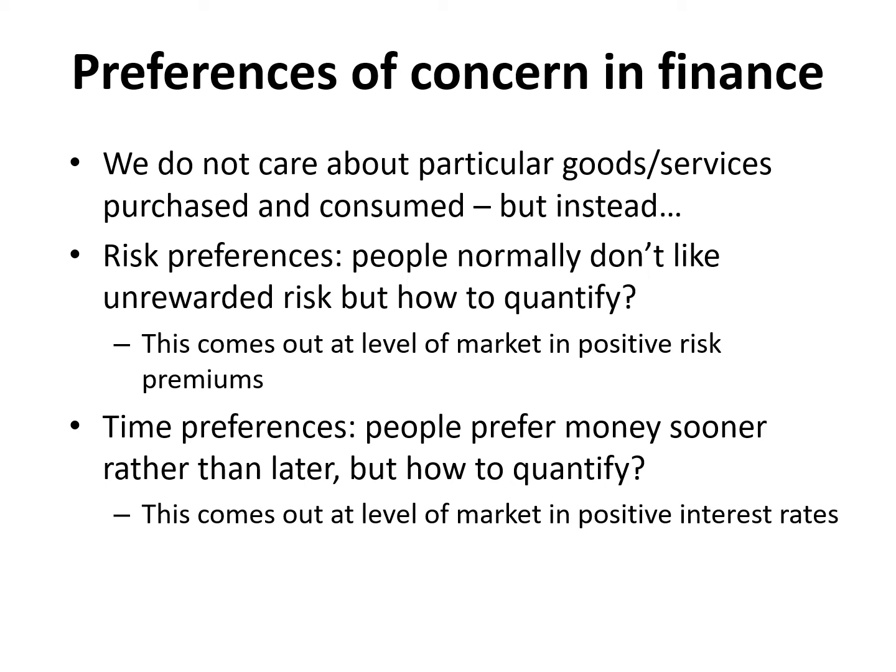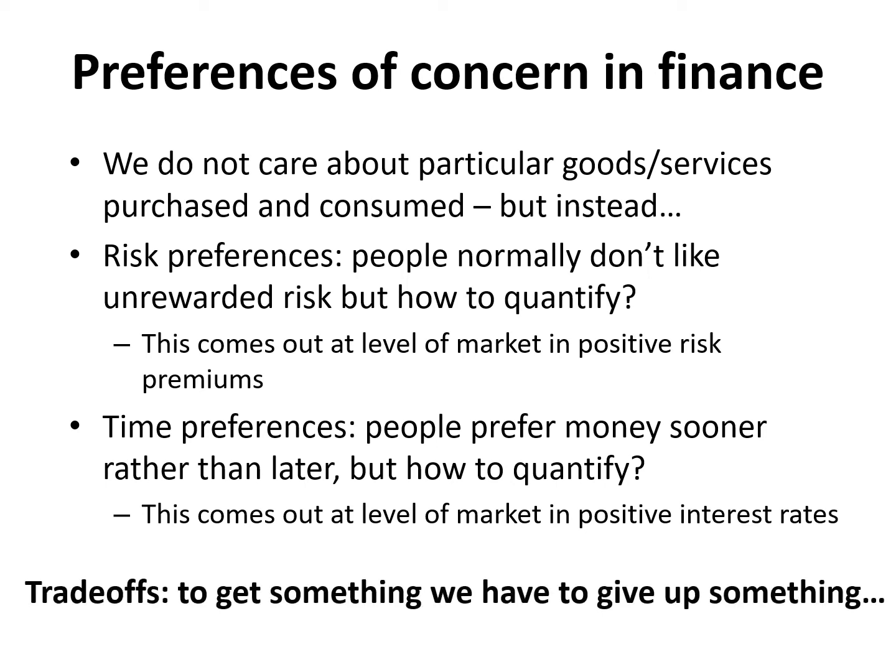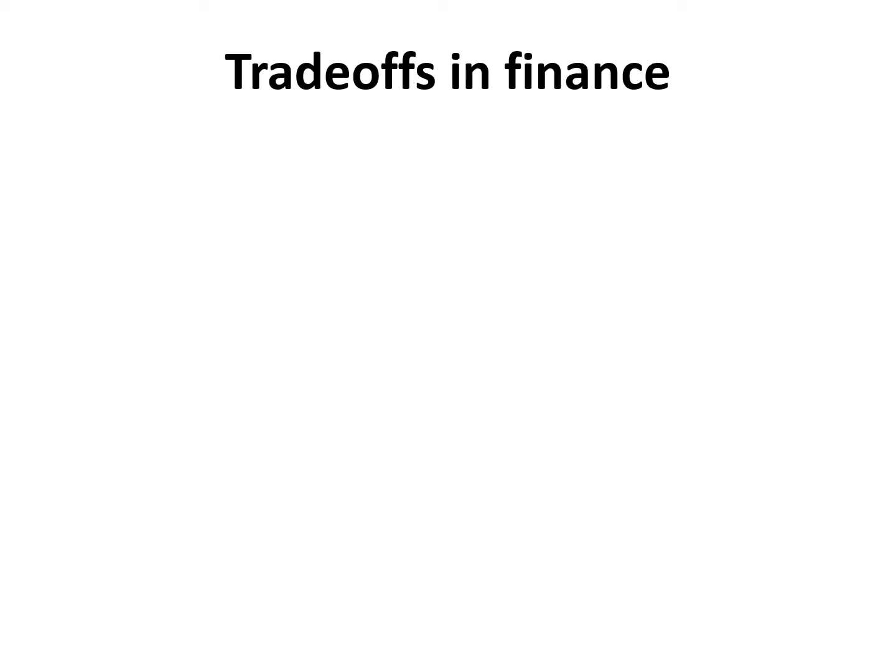There's also time preference. People prefer to have money sooner rather than later, but once again, how do we quantify this? And at the level of the market, this will come out in the fact that normally interest rates are positive. So it's all about trade-offs. A trade-off means we have to give something up to get something. What are the trade-offs in finance?